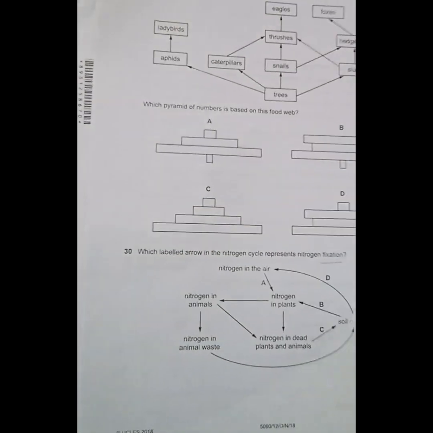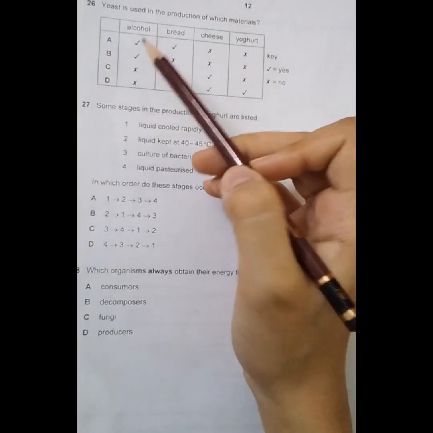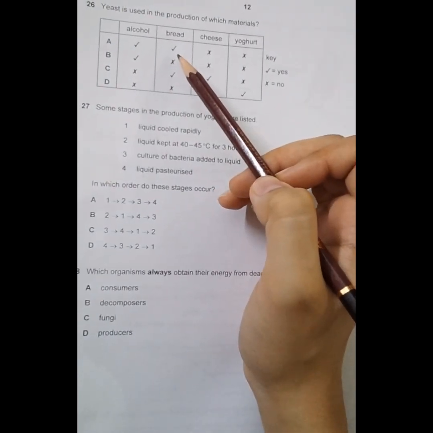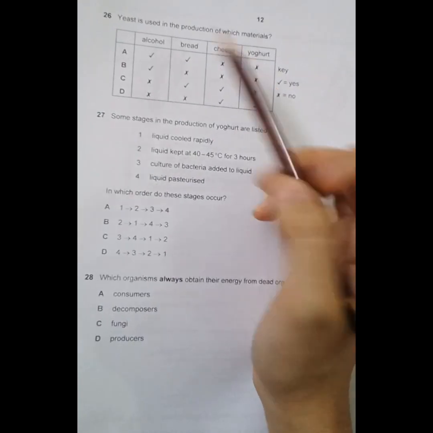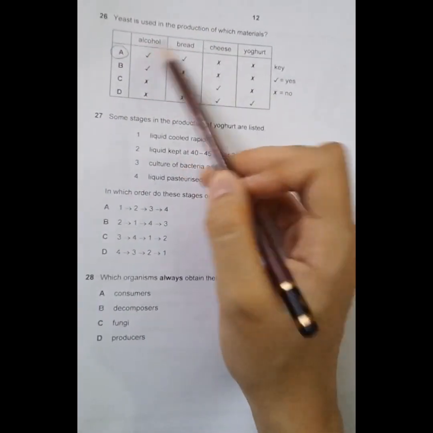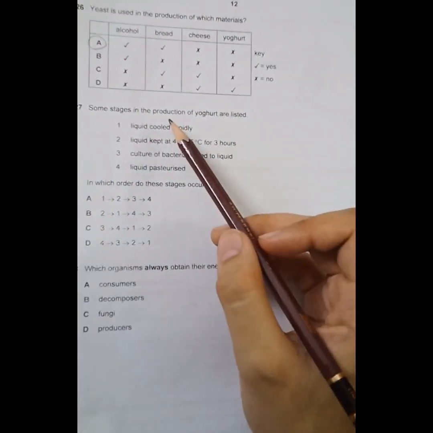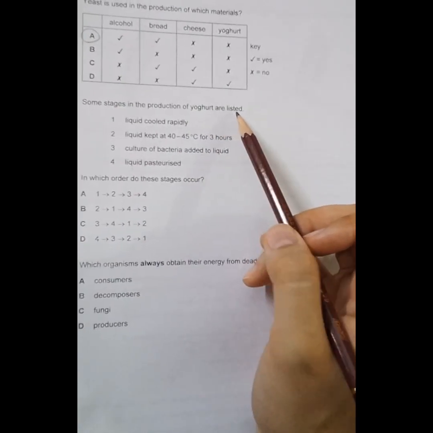Moving on to question number 26. Yeast is used in the production of which materials? Alcohol? Yes. Bread? Yes. Cheese? Nope. Yogurt? Nope. These two, bacteria. These two, yeast. Some stages in the production of yogurt are listed.